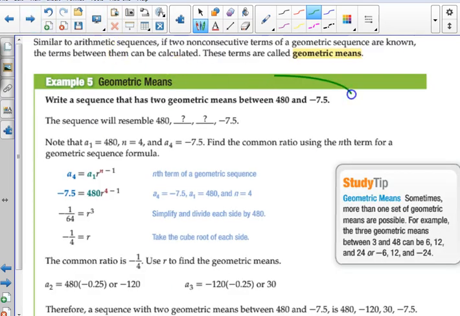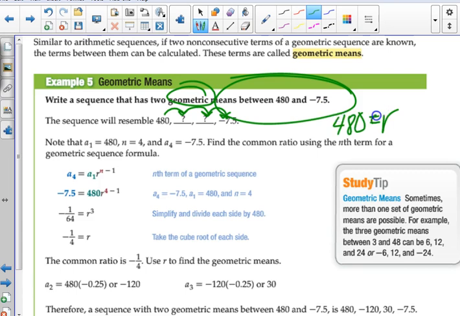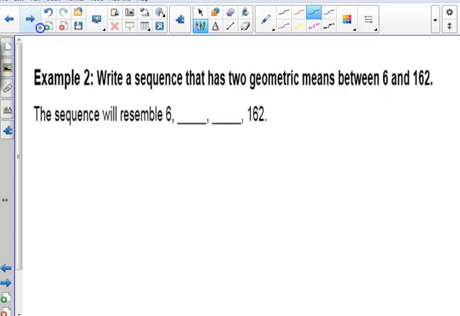All right, geometric means. When we did arithmetic means, it meant we put in some extra blanks, then we figured out. So this one, geometric, instead of how many times did we add the difference, it's going to be what? Multiplied, yeah. This is R, so you would have 480 times R 3 times to get negative 7.5, and then you'd have to divide and cube root. Let's not do that one. Let's do this one.